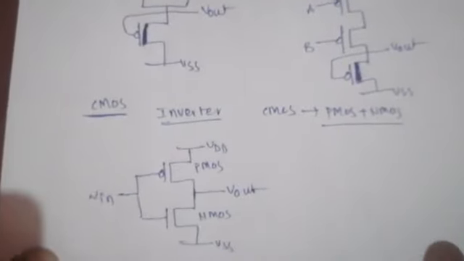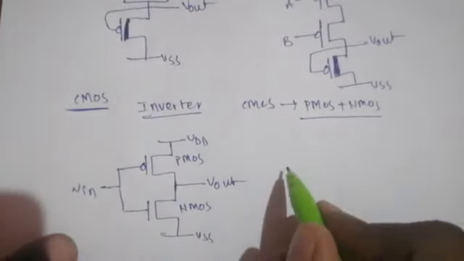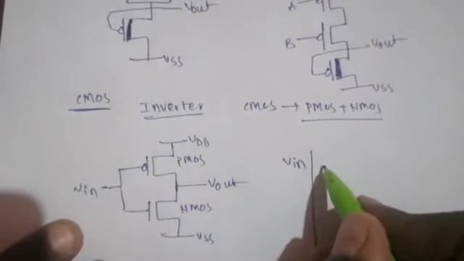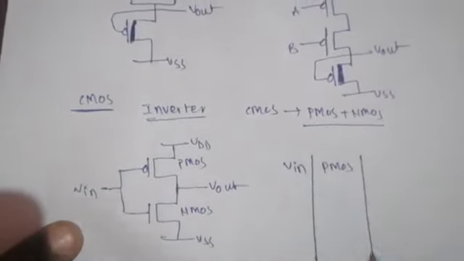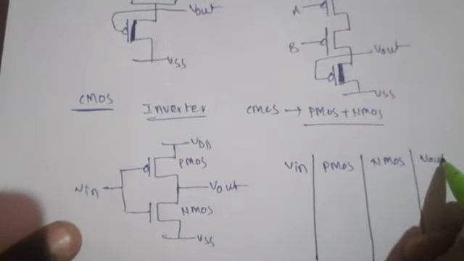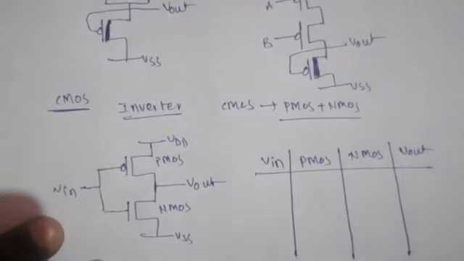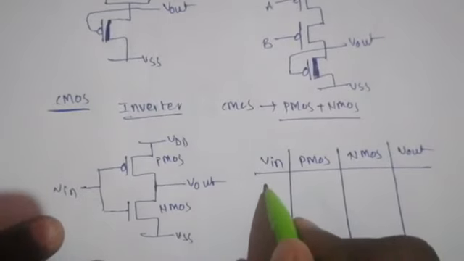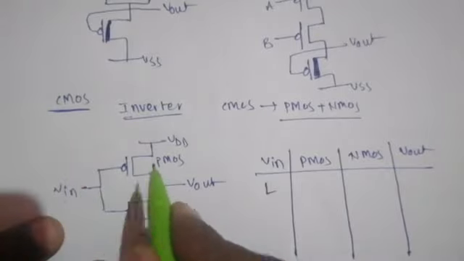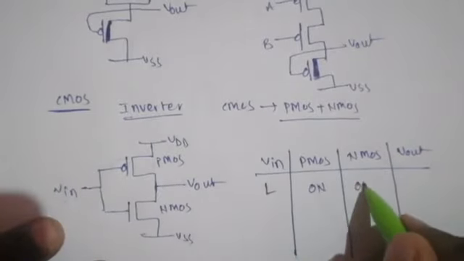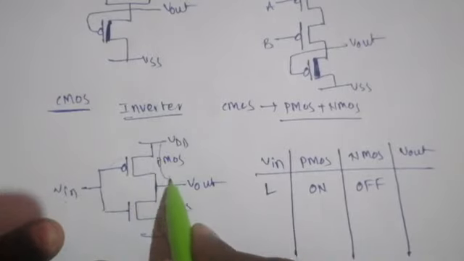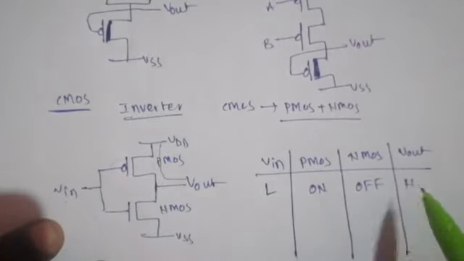How the operation will be done here, we will check. When the input voltage is there, here we have to consider the PMOS function as well as the NMOS function, and after that the output voltage. If the input voltage is low, the corresponding PMOS is on, the NMOS is off. When the PMOS is on, VDD is passed to the output side, giving high voltage.